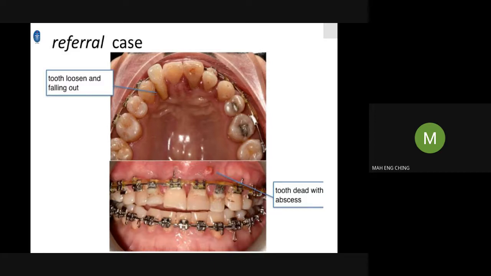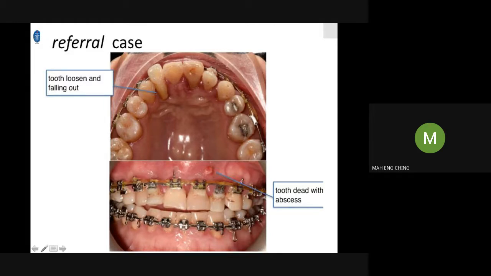So if you have this active disease, what are you going to do? Like I said, you stop the treatment, send the patient back. If you cannot do it yourself, you send them to someone better to control the periodontal tissue health. Then when they are back to normal, healthy tissue, then you restart the treatment. Like this patient, you see the bracket position is so high up. How can a patient clean the gum?